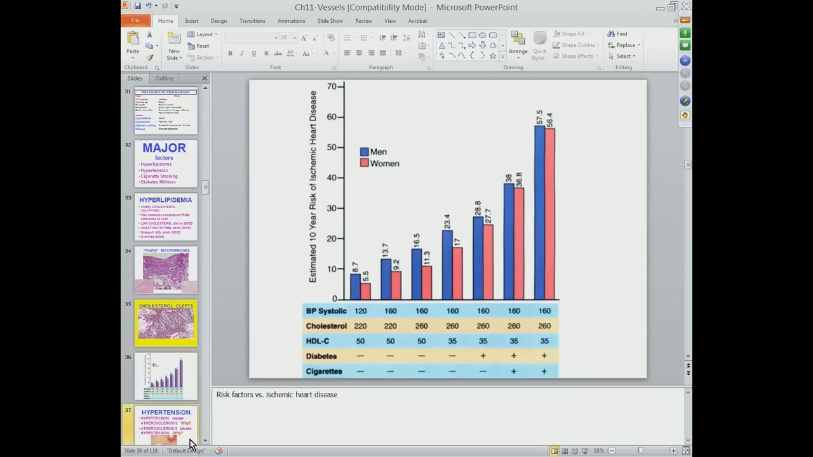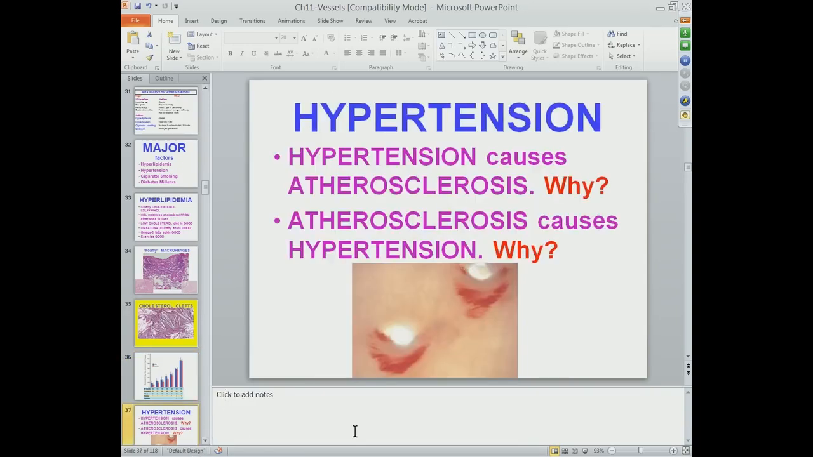Let's talk about the second risk factor, hypertension. Hypertension causes atherosclerosis, and atherosclerosis causes hypertension. Well, why does hypertension cause atherosclerosis? Because arterial walls that are subjected to greater amounts of pressure than they should have are damaged endothelially simply by the increased pressure.